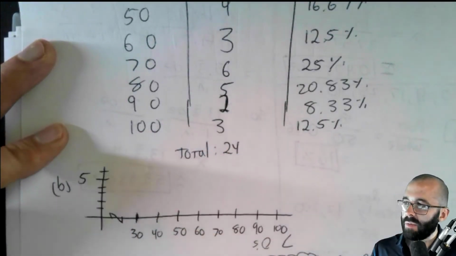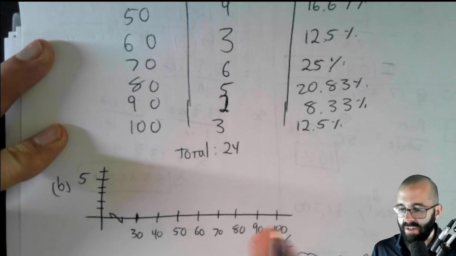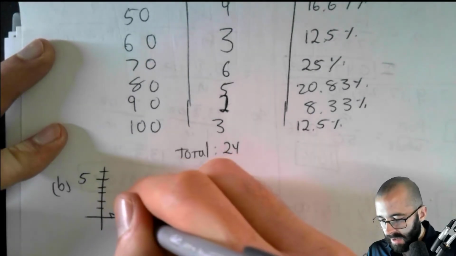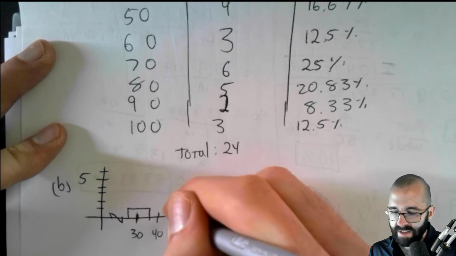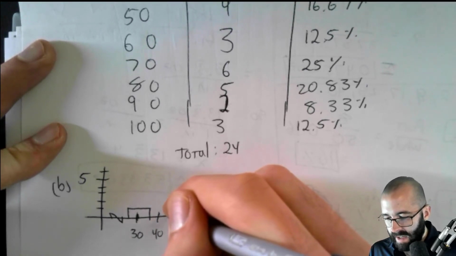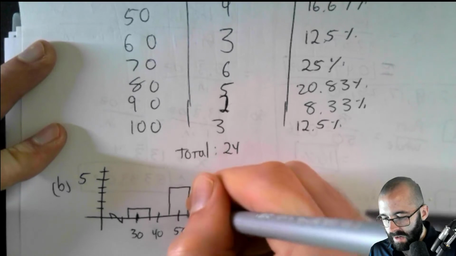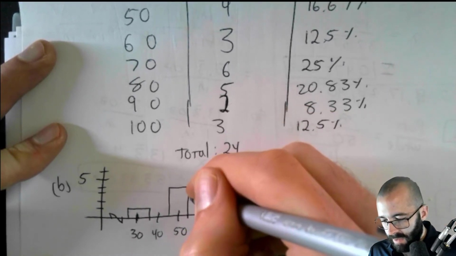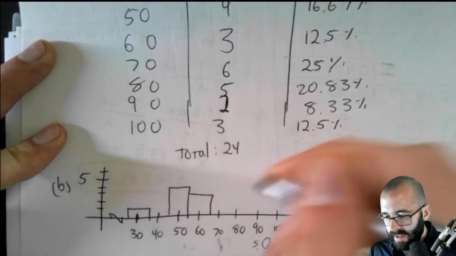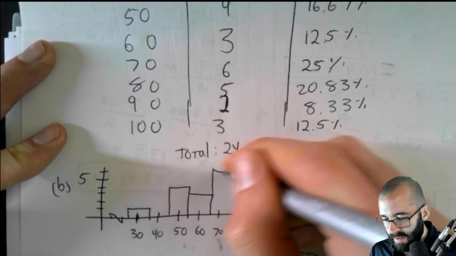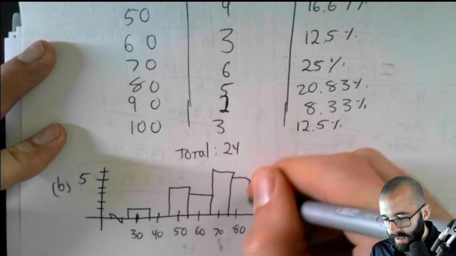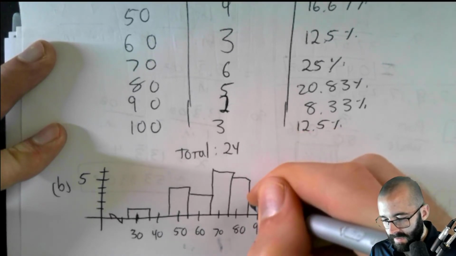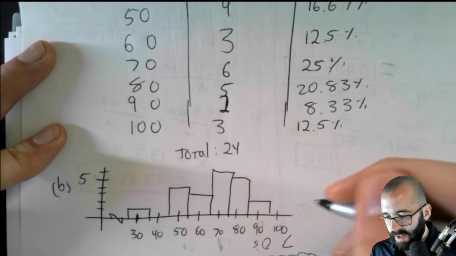Sometimes I make a big hash mark at the 5 just to make it a little easier if I don't have graph paper. So 30 is only 1. Make sure your histogram is connected. Well, 40 doesn't have any, so it's not connected to anything. 50 is going to 4. 60 is going to 3. 70 is going to 6. 80 is going to 5. 90 is going to 2. And 100 is going to 3.